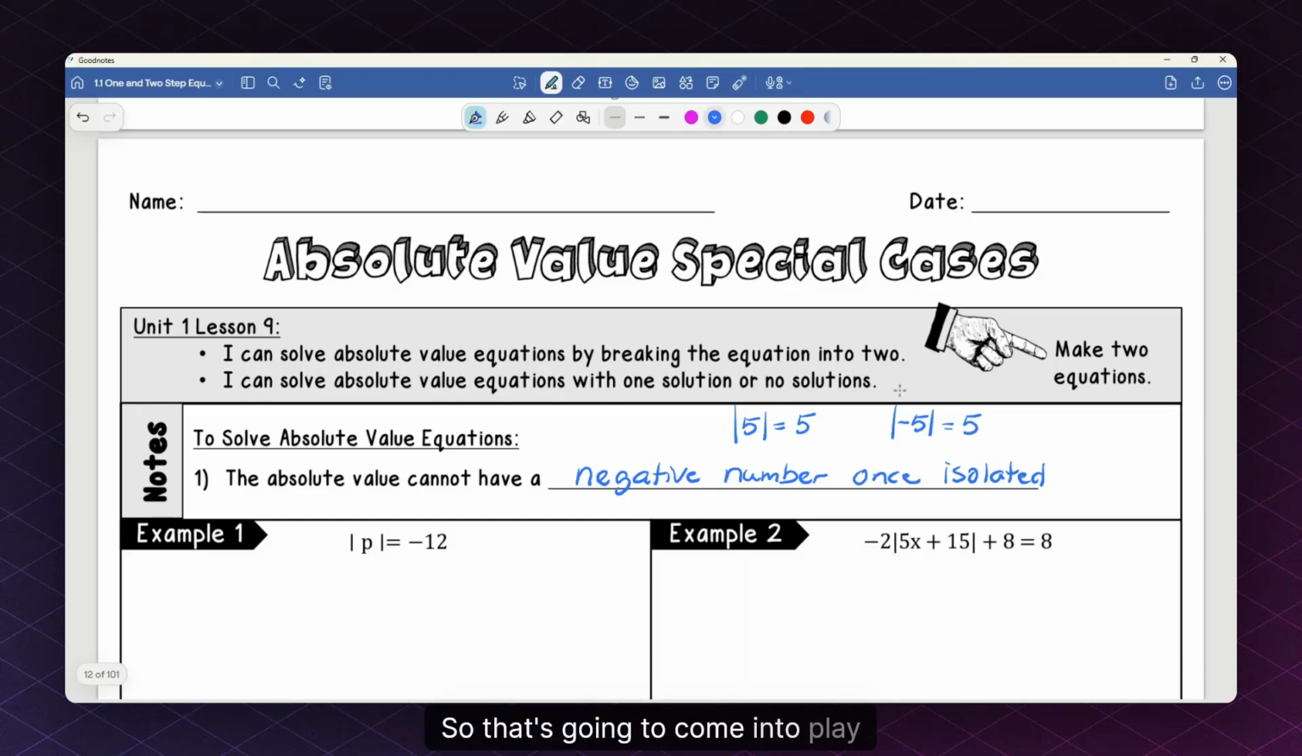So that's going to come into play when we are solving this, because sometimes you might have a negative number, like this, where what if we had x in absolute value and we said that it equals negative 2? Well, look at this. With both of these 5s, there was no way to get a negative. So if we end up having a negative and the absolute value is by itself, this cannot work. This would be no solution. So let's do some examples so you can see what I mean.